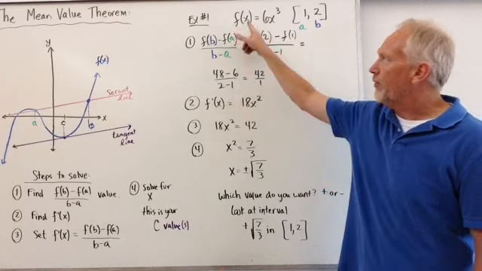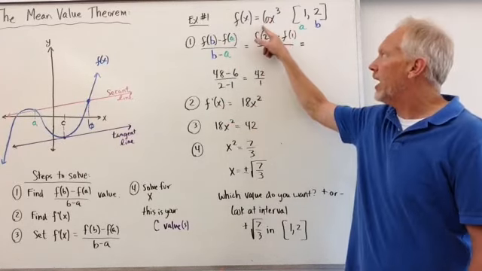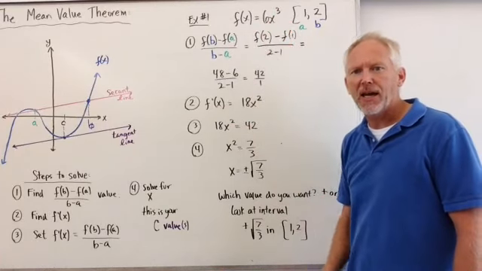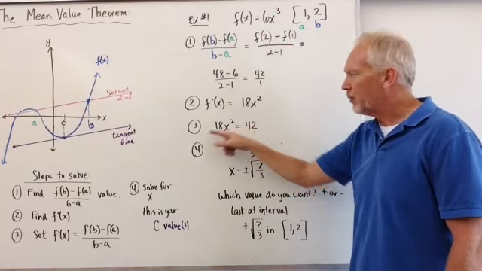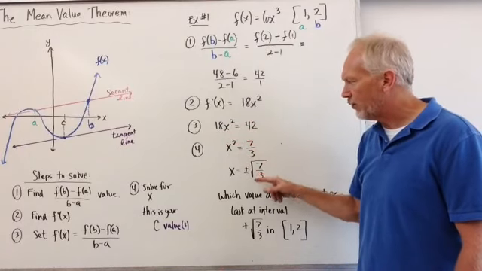Find the first derivative. First derivative is 18x squared. Bring the 3 down. 3 times 6 is 18. Step 3, set those two equal to each other. And step 4, we start solving for x.